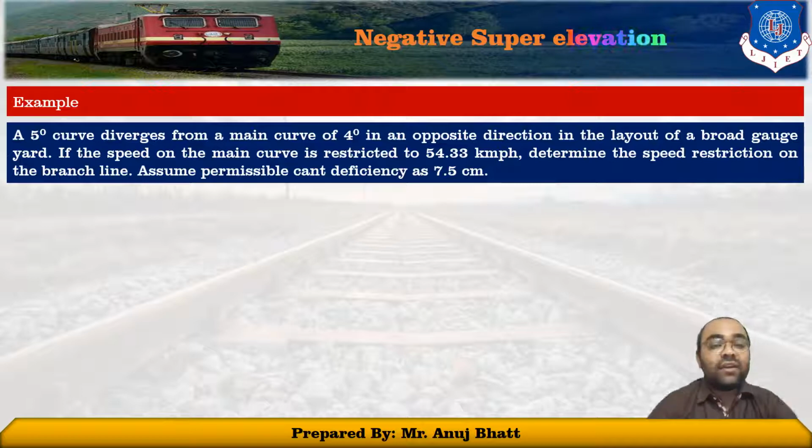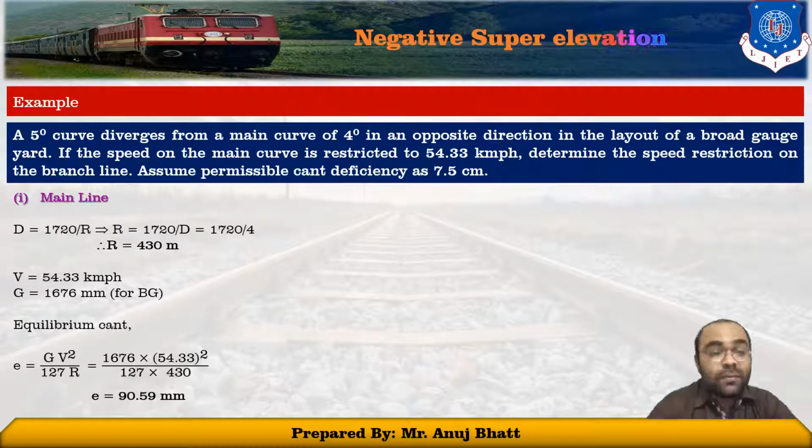Here we are given the degree of the main line and the branch line. Now let's discuss the given data. At the main curve we are given a 4-degree curve. Also we are given the speed on the main curve, that is 54.33 km per hour. So based on this data, let's find the equivalent superelevation. For the main line, from the degree of curve we can find the radius. So D equals 1720 upon R, and from that we get the value of R, which is 430 meters.